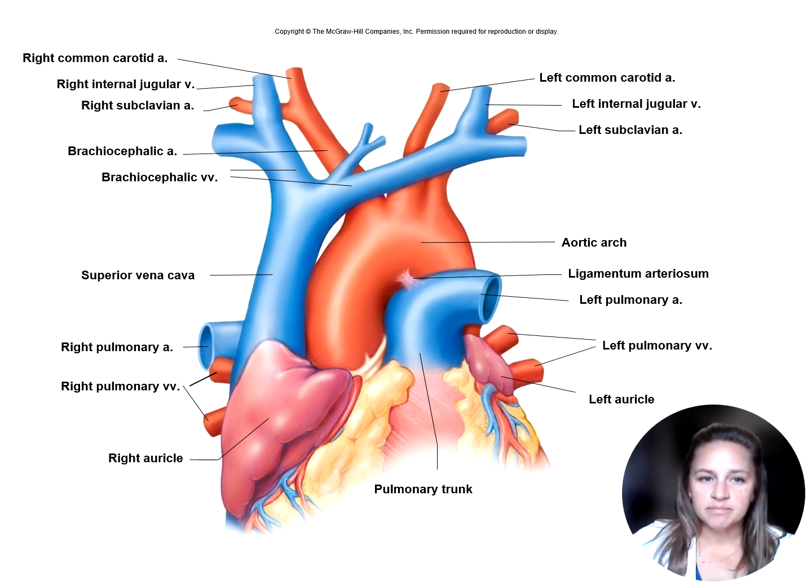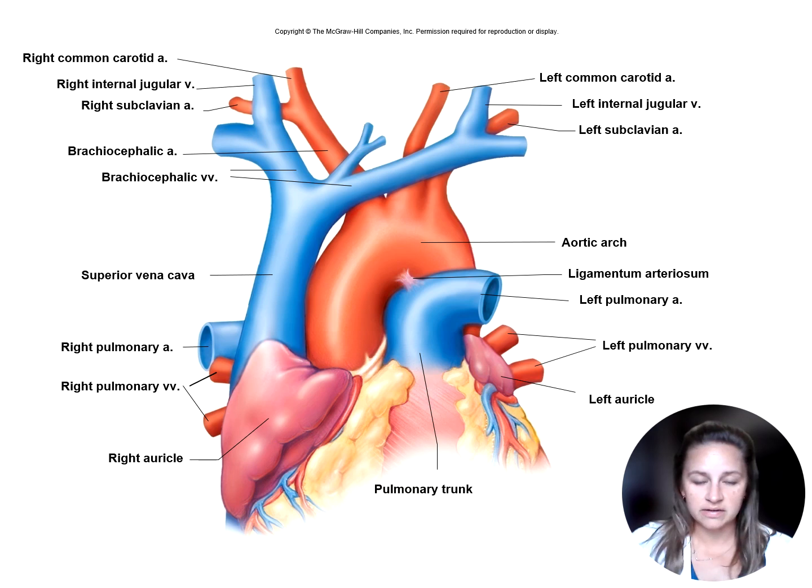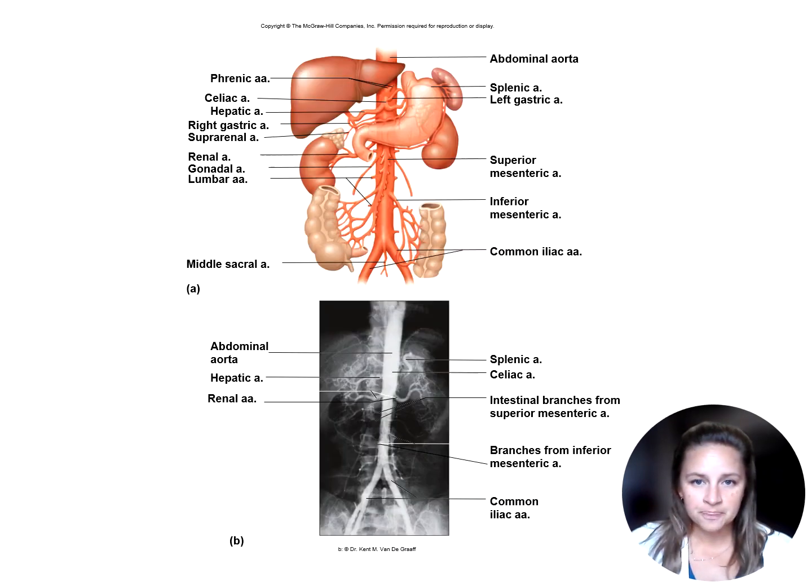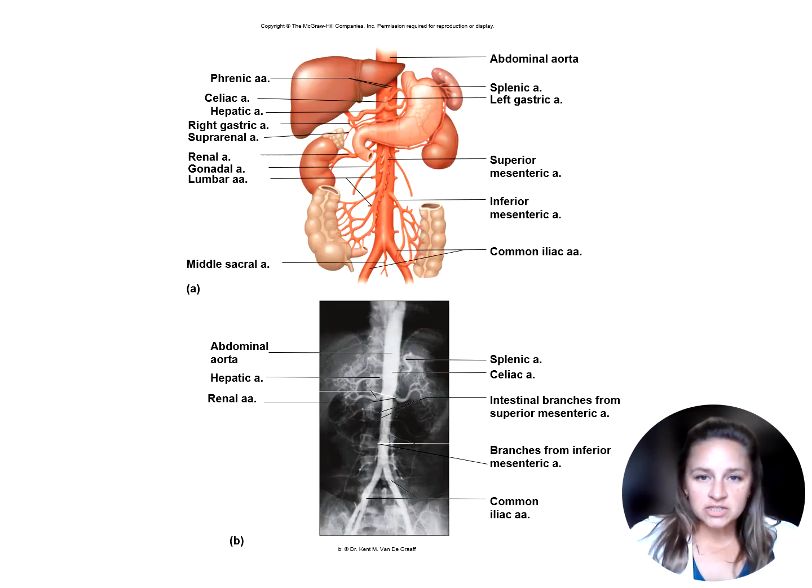Okay, again, these are the arteries and veins leaving the heart. I'm not going to go through each of these because you're going to do this in lab, but this is the structure of the heart and how the blood leaves and returns. So this is a picture here of the abdominal aorta, seeing some of the organs that are around it, and then the arteries that are branching off of the abdominal aorta.